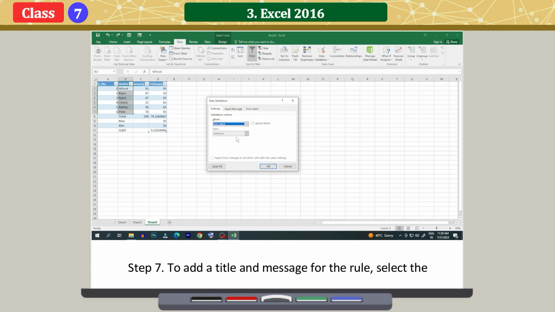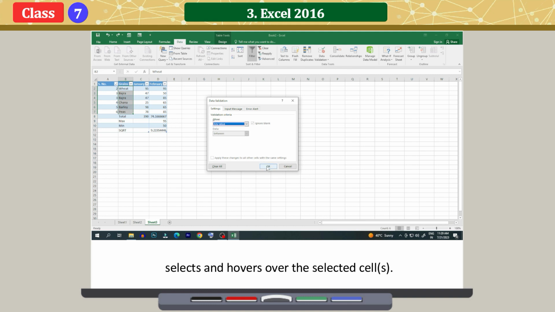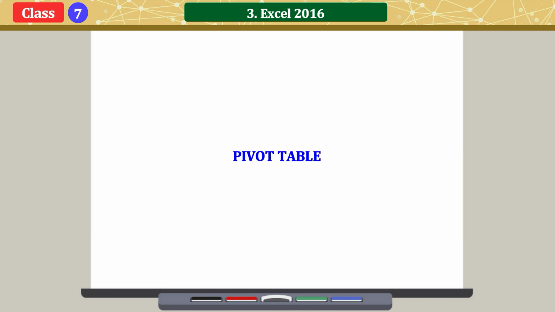To add a title and message for the rule, select the Input Message tab and then type a title and input message. Select the Show Input Message When Cell is Selected checkbox to display the message when the user selects and hovers over the selected cells. Click OK button. Pivot Table.